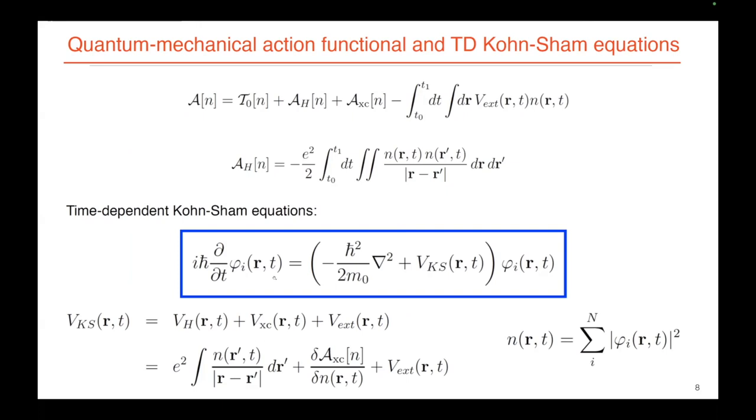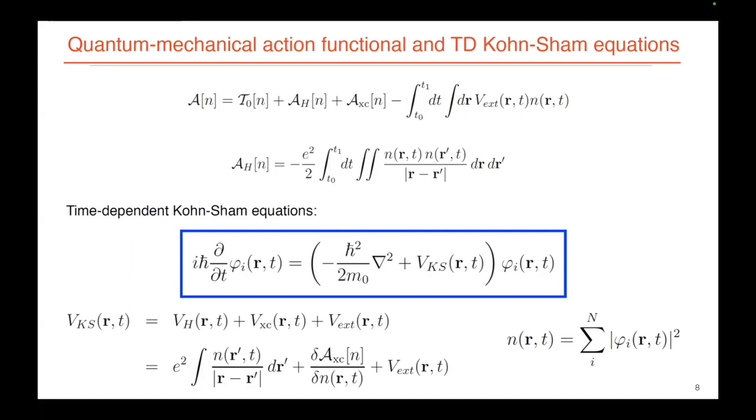Now, on the left, we have the time variation of the wave function. And on the right, we have the action of the Hamiltonian on the wave function. So there is kinetic energy, minus h bar squared divided by 2m0 gradient squared, plus the time-dependent quantum potential. And this time-dependent quantum potential, defined at the bottom, has the Hartree term, exchange correlation, and external, which are written in this form. So it looks very, very similar to the static case, but now we have time dependence.